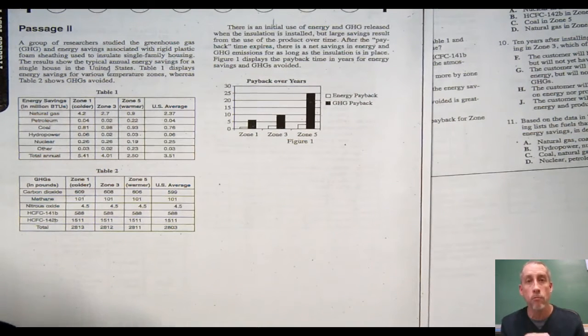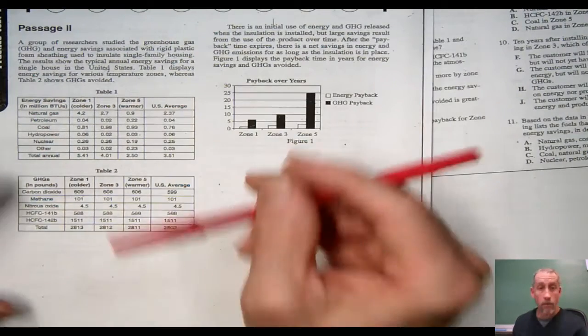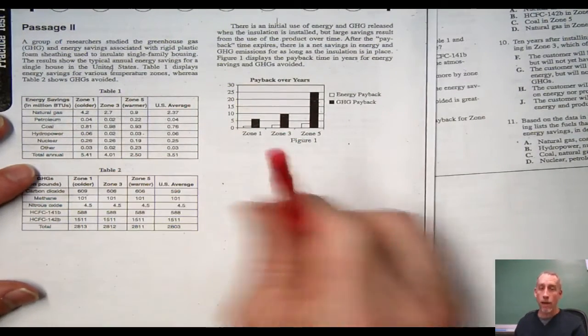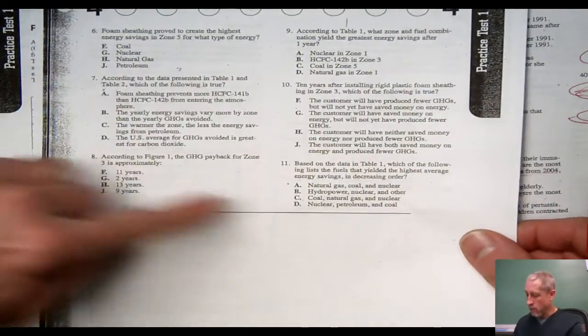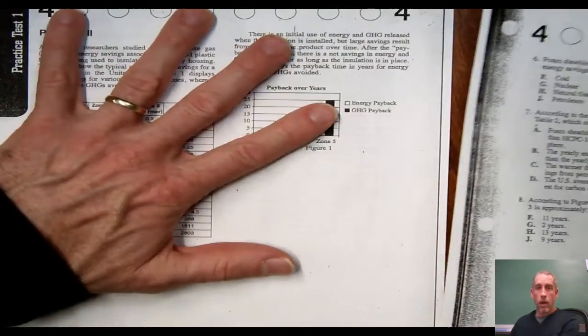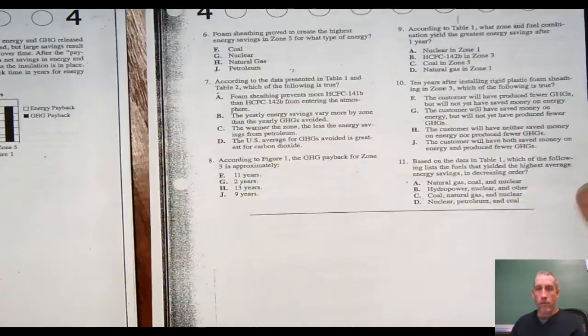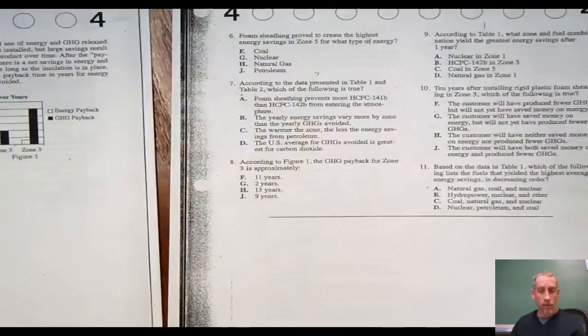But I'm going to take you through a research summary. You'll recognize these because they'll have lots of tables and figures and graphs, but they will also have exactly 6 questions associated with it. So that's how you can tell. On a typical test booklet, you'll have the passage and figures on one page, and then you'll have the questions immediately next to it, so you don't have to flip back and forth.